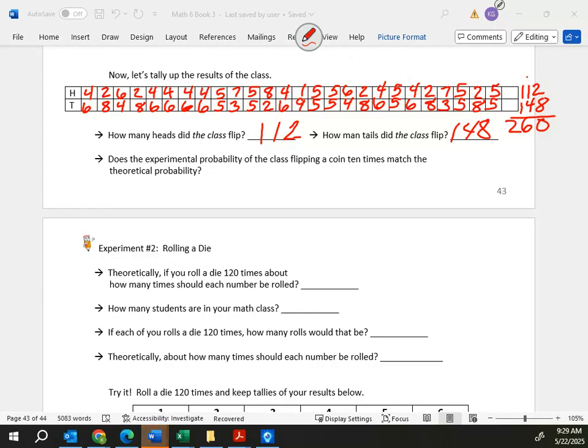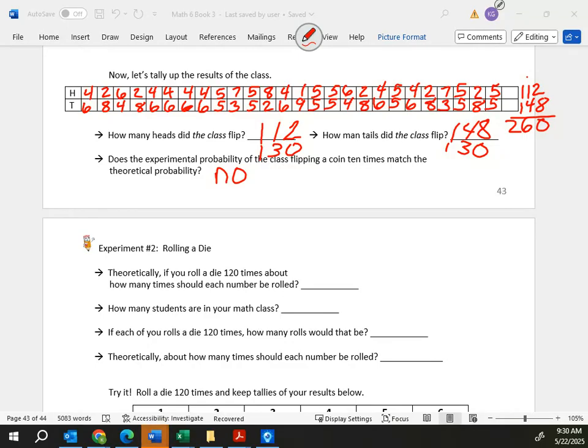Do you remember what theoretically we should have flipped? Lila? 130 and 130. So, does the experimental probability of the class flipping a coin 10 times match the theoretical probability? No. Okay, so they're not matching.